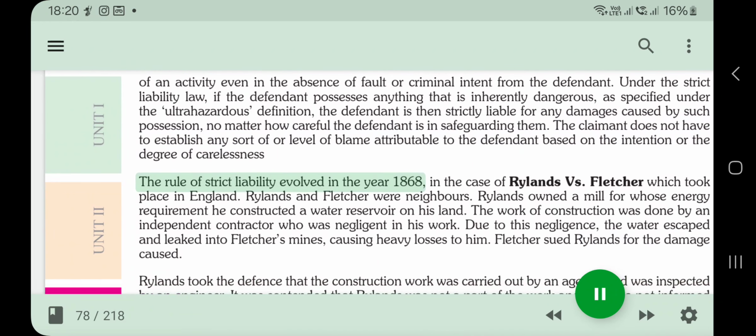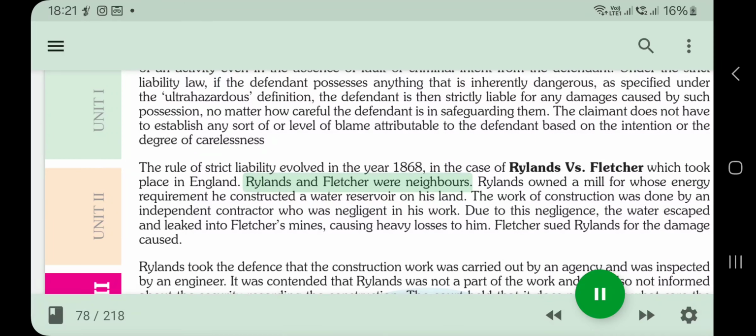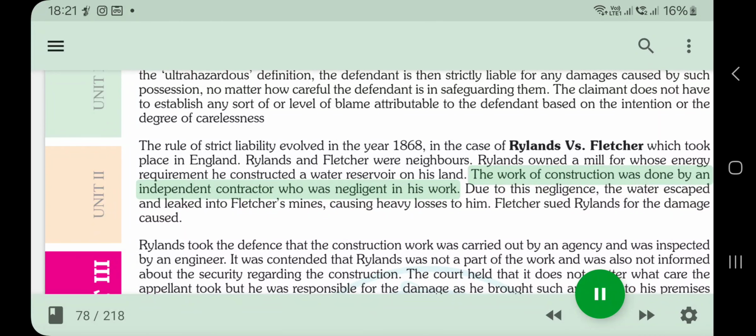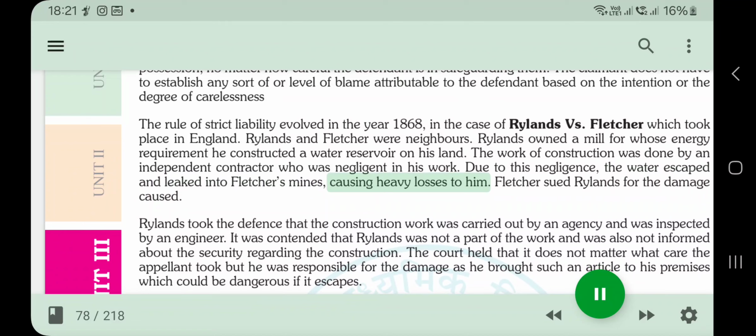The rule of strict liability evolved in the year 1868, in the case of Rylands vs. Fletcher, which took place in England. Rylands and Fletcher were neighbors. Rylands owned a mill for whose energy requirement he constructed a water reservoir on his land. The work of construction was done by an independent contractor who was negligent in his work. Due to this negligence, the water escaped and leaked into Fletcher's mines, causing heavy losses to him.